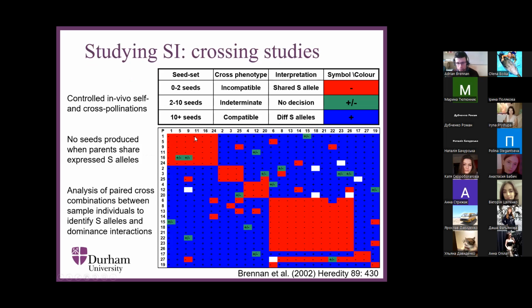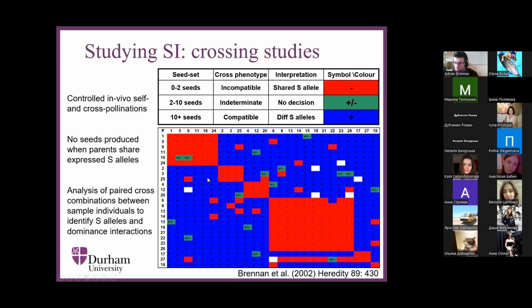Each square in this table represents the outcome of a paired cross between the individuals listed along the top and along the side. The negative was an incompatible reaction, the positive was a compatible. The greens here were an undecided interaction. The individuals have been ordered to group incompatible individuals together into an incompatibility block. All these individuals here share the same expressed S allele.